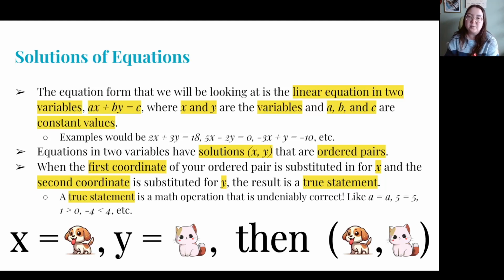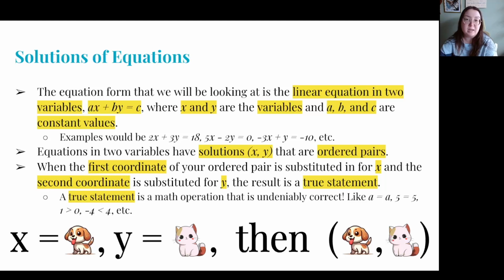So when it comes to equations in two variables, your answers will be something like 3 comma 2, 5 comma 0, things like that. So you'll want to keep that in mind when answering questions that are equations in two variables. When the first coordinate of your ordered pair is substituted in for the x, and the second coordinate is substituted in for the y, your result is then called a true statement. So you can check if something is a solution by taking the values of the ordered pair, plugging them into your equation, and checking to see if it's true.